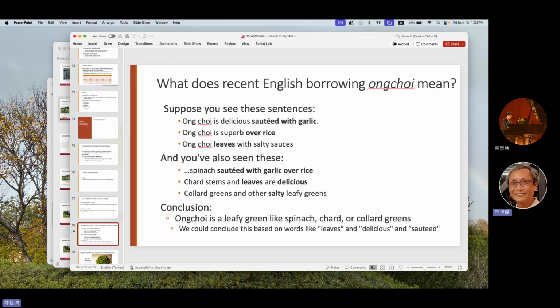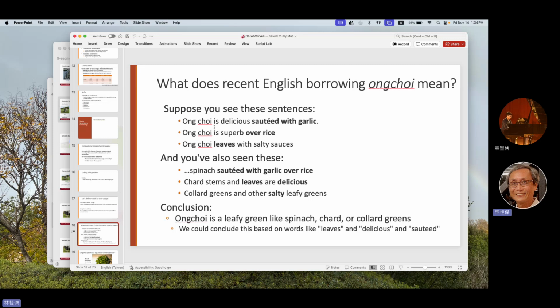And then if we look at other parts of the article, or from our vocabulary, or from our corpus, people have used this kind of description for spinach in the same way, or chard described in the same way, or collard described in the same way.